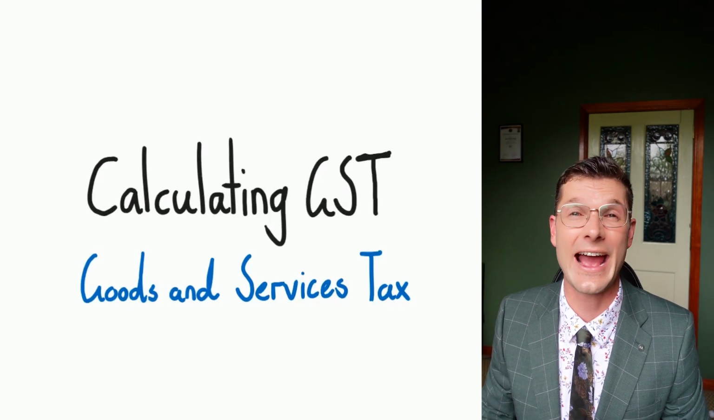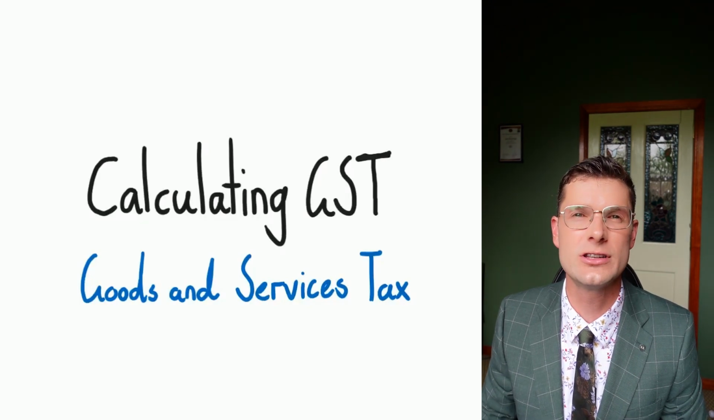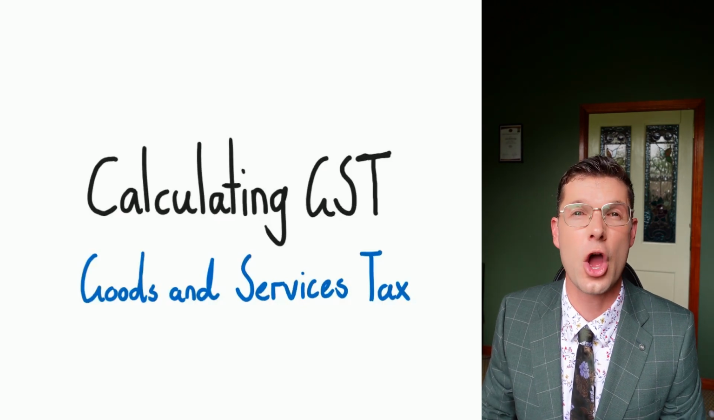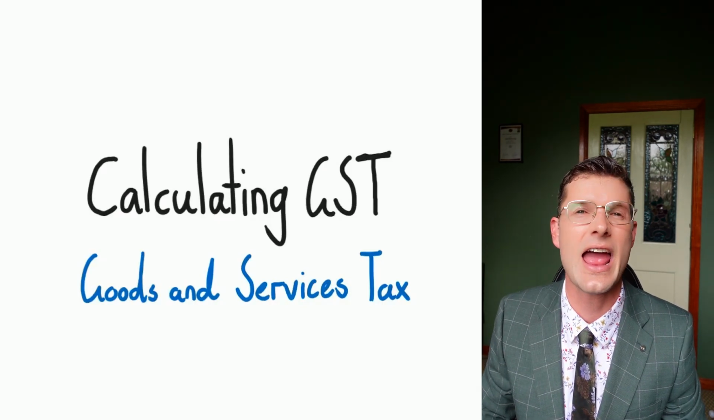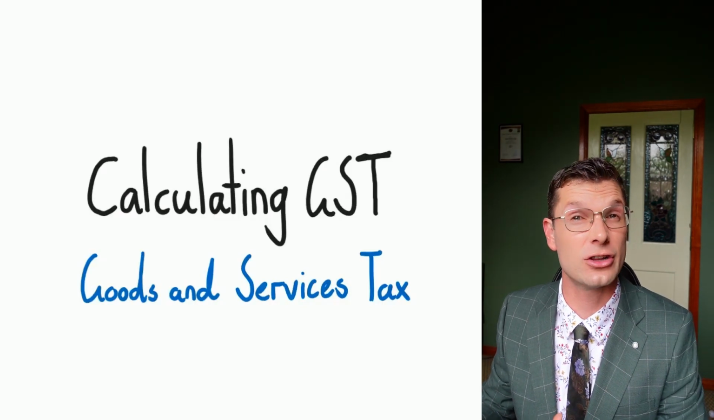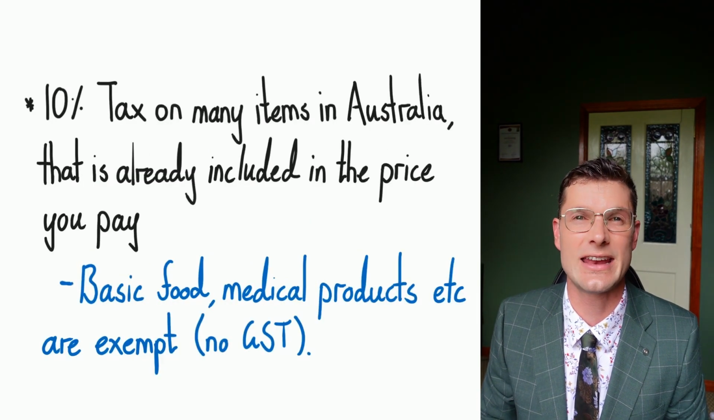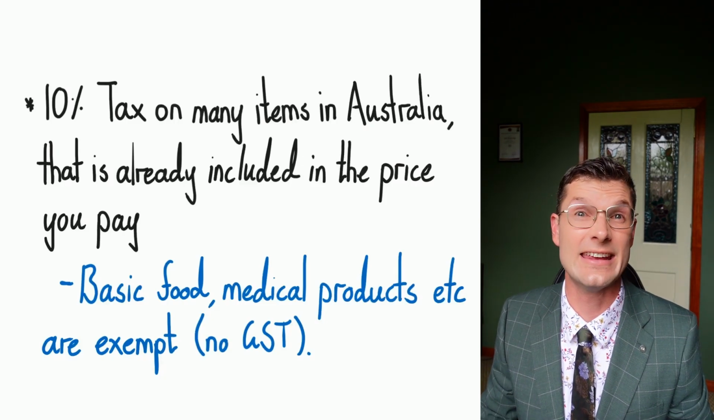Today we're going to look at how to calculate the GST, or the Goods and Services Tax, which is a 10% tax in Australia. We're going to learn how to calculate it from a set price, and we're going to find out how much we are actually paying for all of our items. Like I said, this GST is a 10% tax on everything that you buy in Australia.